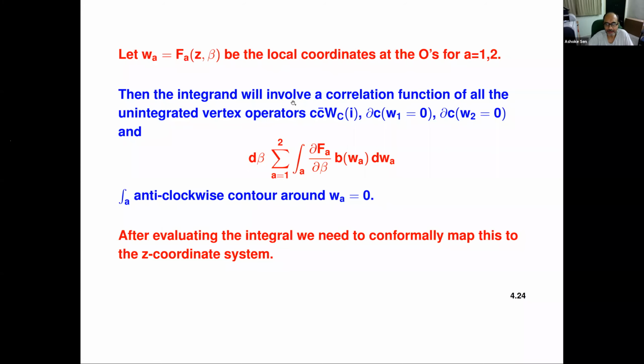The integrand will involve a correlation function of all the unintegrated vertex operators. So you start with only unintegrated vertex operators, which means c bar times the closed string tachyon. This is coming from the Liouville and matter. So c bar times the Liouville matter vertex operator from the closed string tachyon, the unintegrated vertex operator for the first psi1 and the unintegrated vertex operator for the second psi1. And then you insert an integration measure, d beta. Beta of course has to be integrated over, times this quantity over there.